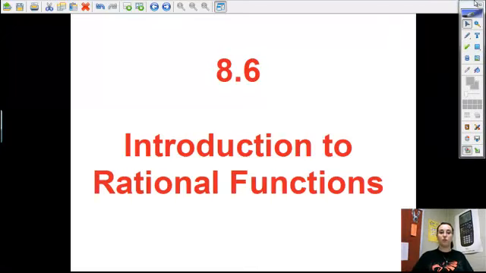8.6 is the introduction to rational functions. I just want to get out of the way the vocabulary first.